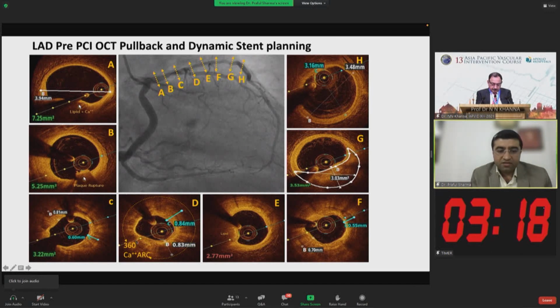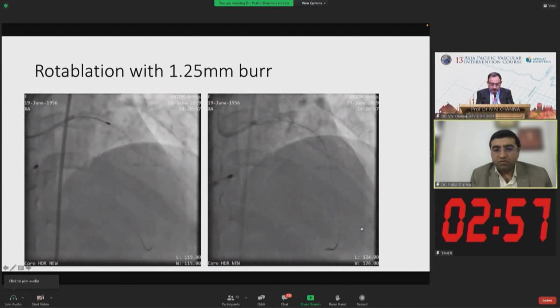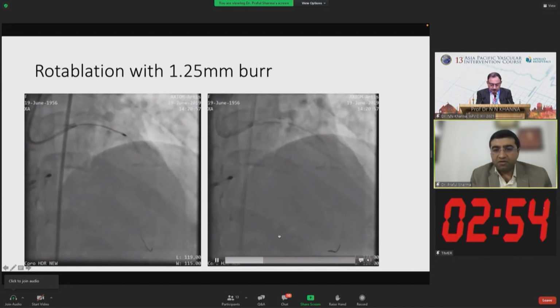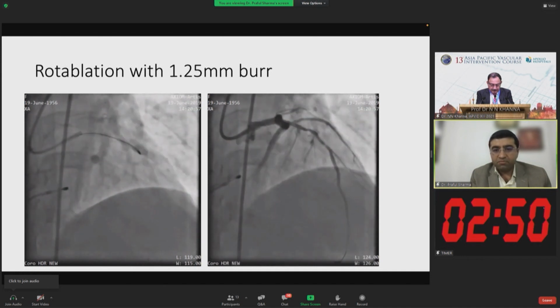You can see, in images C and D, you can actually appreciate concentric calcium more than 0.5 millimeters thick. In addition, she had lipid-rich plaques, and up to the proximal LAD, she had significant disease. So we decided to do a rotablation with the 1.25 mm burr. She started developing some pain on table, so we could not step up the rota.